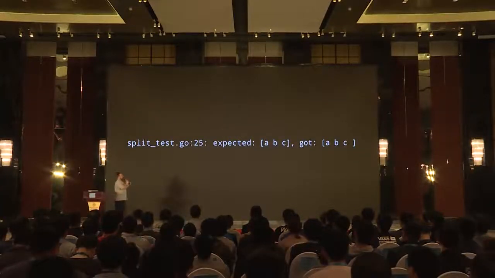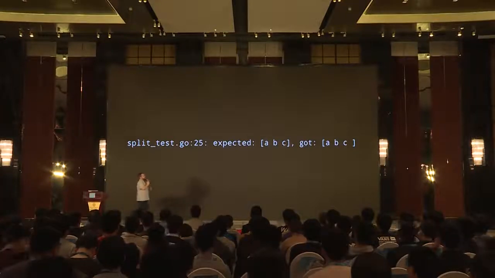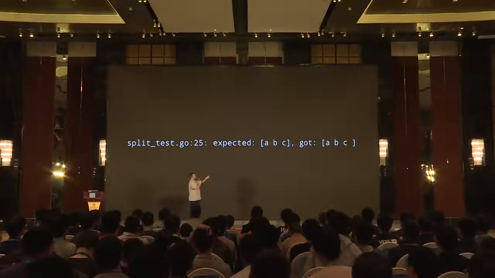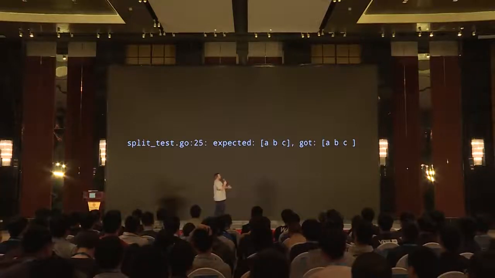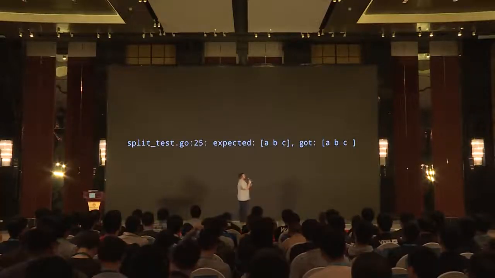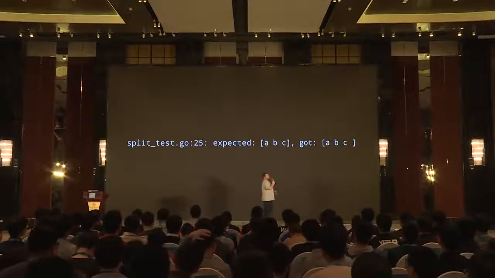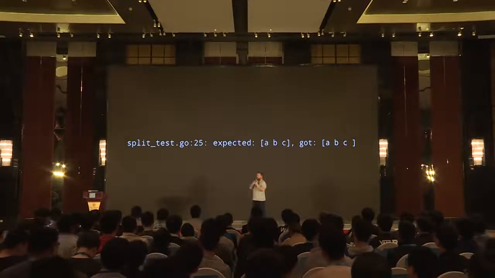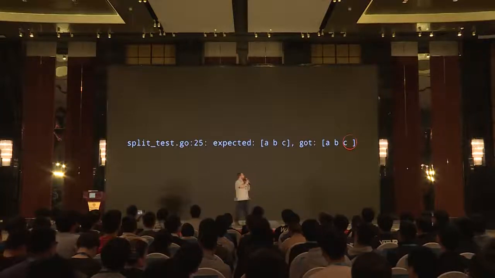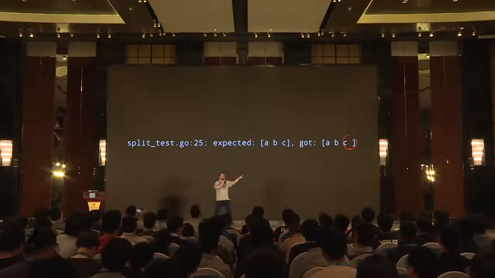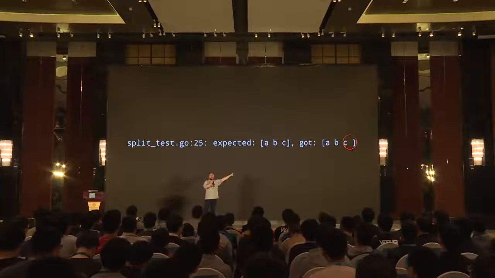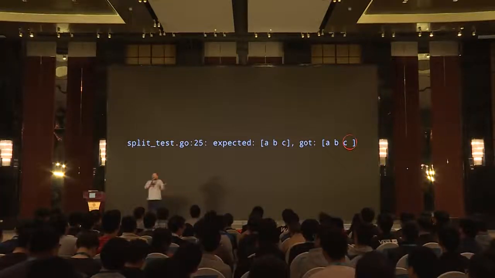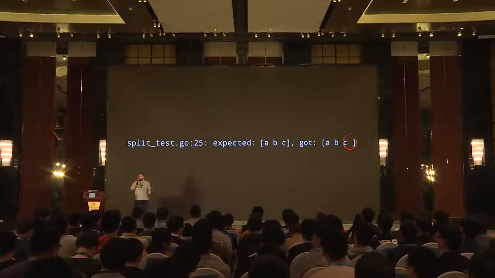So now we're finally ready to fix the test case. We expected ABC. We got ABC and some space or something like that. Obviously the problem is here. There's something here, and that's why the expected and what we got are not the same. But what is that? It's just a blank space.